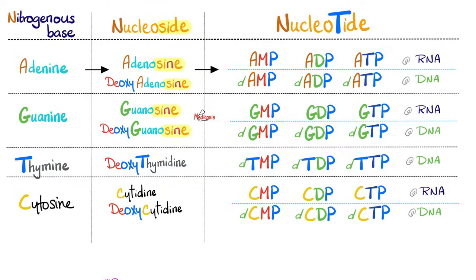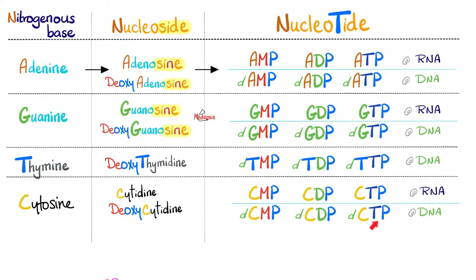How about in the DNA? Deoxyadenosine monophosphate, deoxyadenosine diphosphate, and deoxyadenosine triphosphate. Guanine, same thing. Nucleosides are guanosine in the RNA, deoxyguanosine in the DNA. You want the nucleotides? Guanosine monophosphate, guanosine diphosphate, guanosine triphosphate. In the DNA, deoxyguanosine monophosphate, deoxyguanosine diphosphate, deoxyguanosine triphosphate.